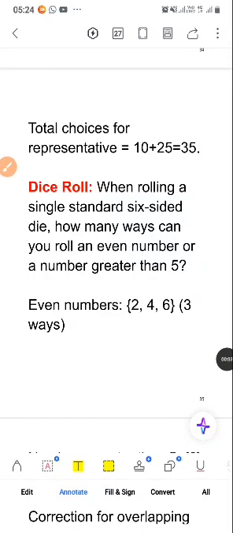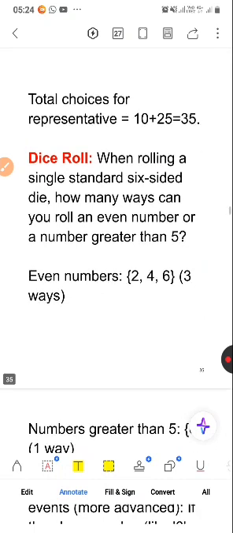In this video, we are going to extend our understanding of the basic counting principle to other areas such as dice rule. Now, when a single standard six-sided die is rolled, how many ways can you roll an even number or a number greater than 5? So here is a question, and then we want to use our counting principle.